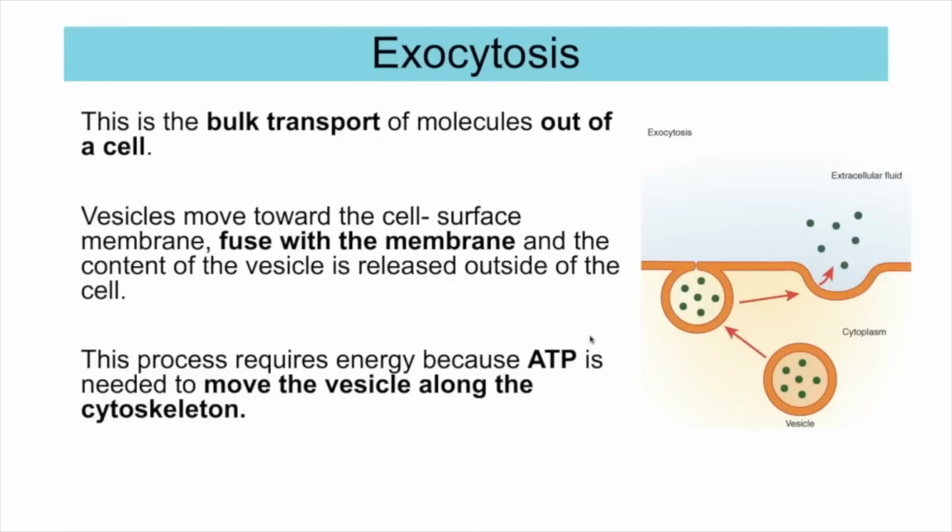Exocytosis is another type of bulk transport, but this time it's the movement of molecules out of a cell. So the molecules are contained within a vesicle. Vesicles move towards the cell surface membrane, fuse with the membrane, and the contents of that vesicle is then released to the outside of the cell. This process requires energy because ATP is needed to move the vesicle along the cytoskeleton towards the cell surface membrane.